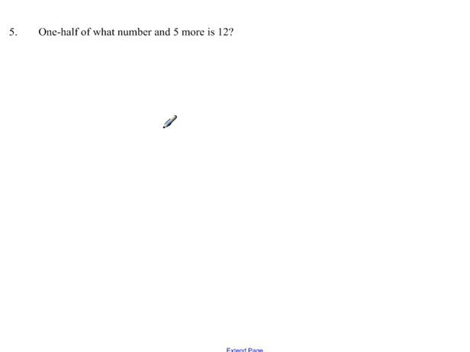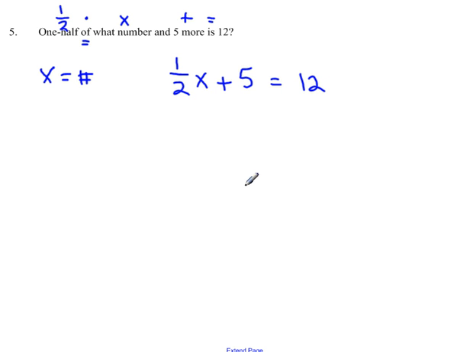Okay, one last number problem example. When you see the word of, that means multiplication. So what number again is x? So this is saying 1/2 times x when it says 1/2 of what number? And 5 more means plus, and then the is, of course, is the equals. So again, x is the number, so we'll define our variable, and our equation is going to be 1/2 x plus 5 equals 12. Here we want to get rid of the plus 5, so subtract 5.